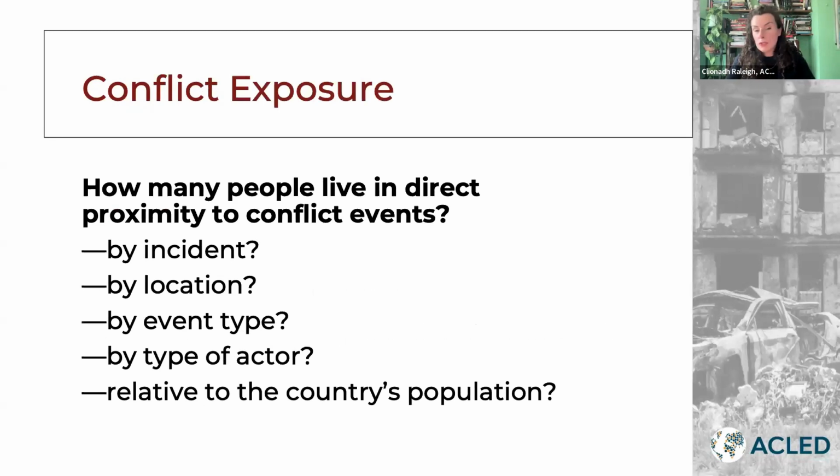Okay, so what is conflict exposure? Very simply, it's a measure of the number of people who live around conflict events. And so, as you know, ACLED already produces information on the actual event frequency and even things like the event intensity through numbers like fatalities. But it has been impossible until now to get an accurate sense of how many people are affected or exposed to the violence by its incident, by location, by event type, by the type of group that is perpetrating this violence, and of course, what are the trends in this exposure?